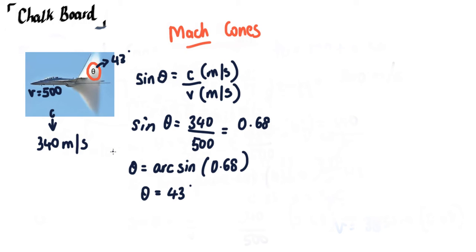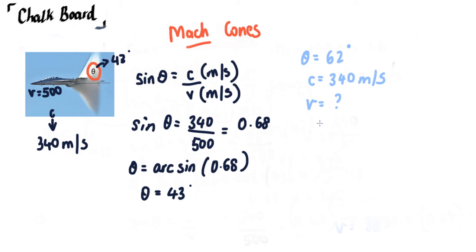Now, let's play around with the question a bit more and try to rearrange. Let's presume that we have the angle of the cone. We're given the angle to be 62 degrees. We know that the speed of sound is 340 meters per second, but we don't know what the velocity is, and we ought to determine the velocity of the aircraft.